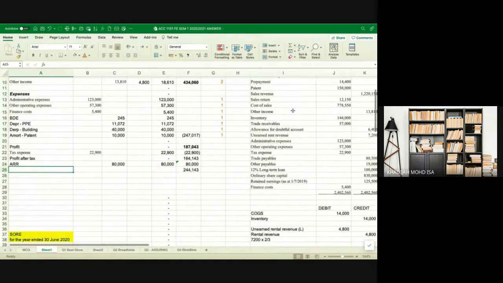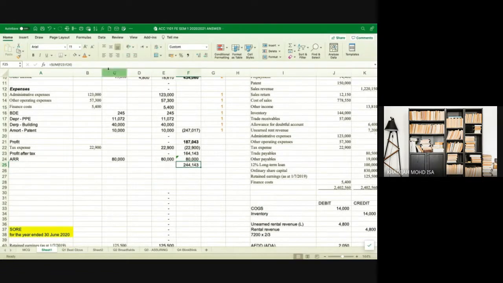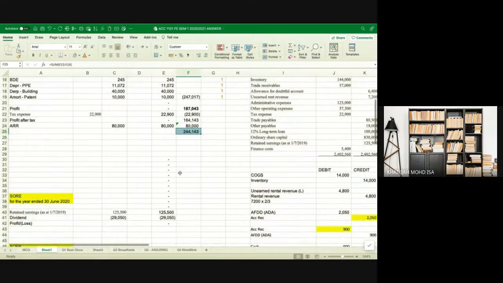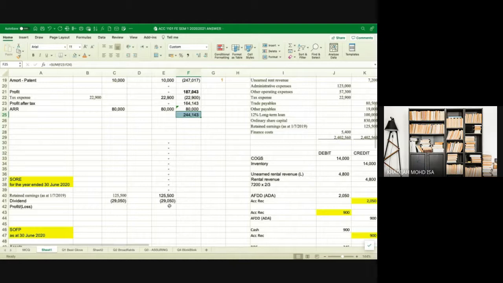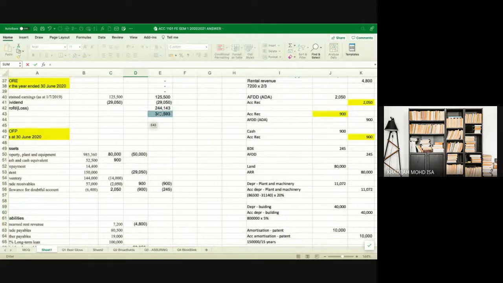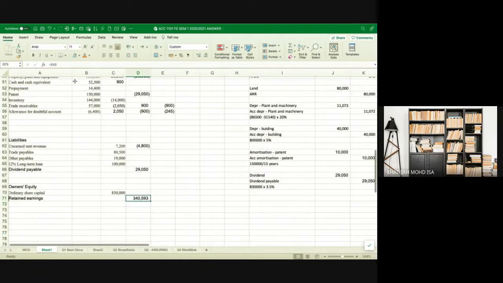So what do you have here? 244,143. This figure will go into your SOCIE, right? So where is your SOCIE? You're going to put it here, plus this figure, right? So you have a new balance, which is 340,493. This figure will go into your retained earnings here. I know that this one, right?